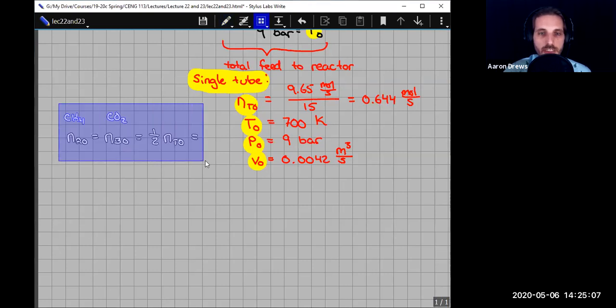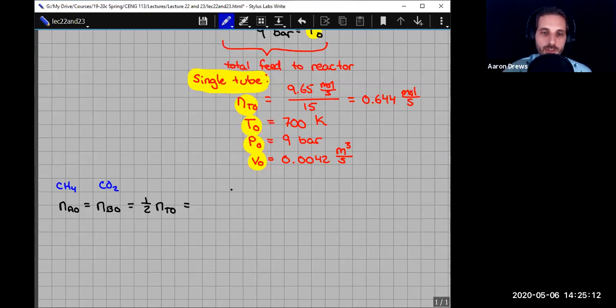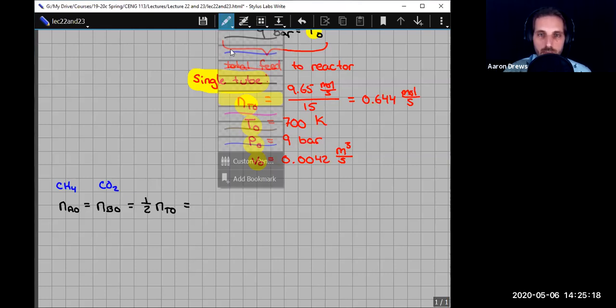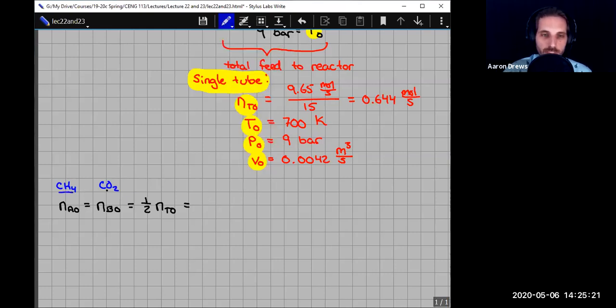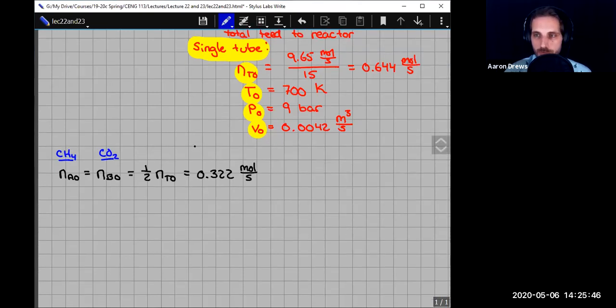As you can imagine, it is very easy to lose track of some of those, like I did just there, right? I wrote the wrong volumetric flow rate. It's just a matter of carefully writing them down and realizing what's getting split and what's not getting split. But it is definitely tricky. There's no doubt about that. So our 50-50 mixture is still holding. And so our inlet A and our inlet B to, remember, a single tube is now going to be 0.322 moles per second. Right, and that will be at 700K, 9 bar, with a volumetric flow rate of 0.0042.